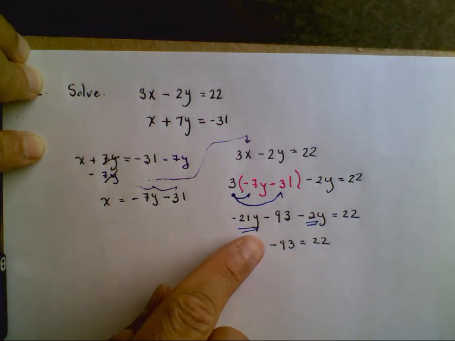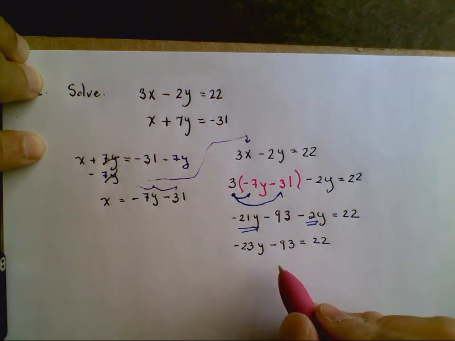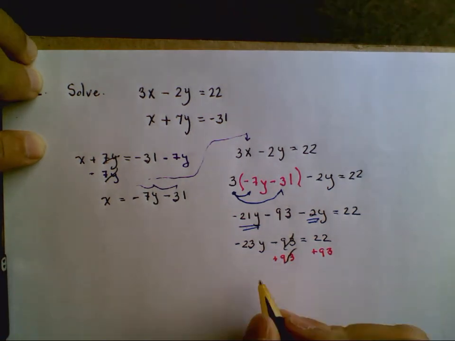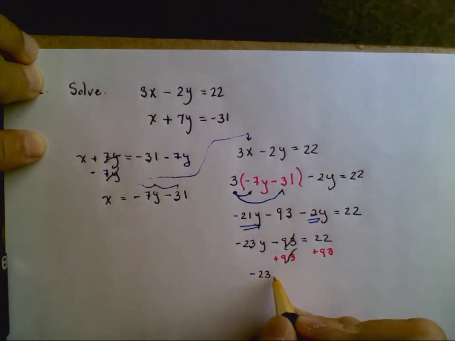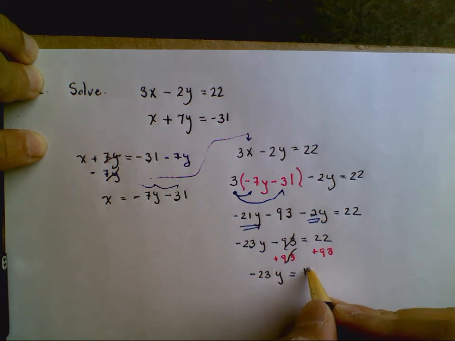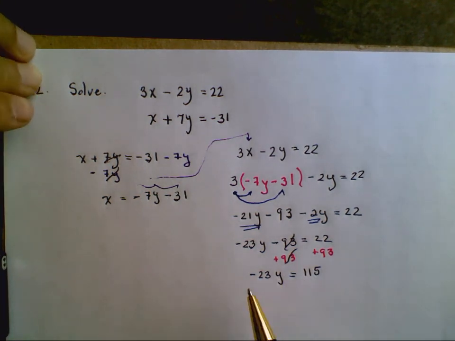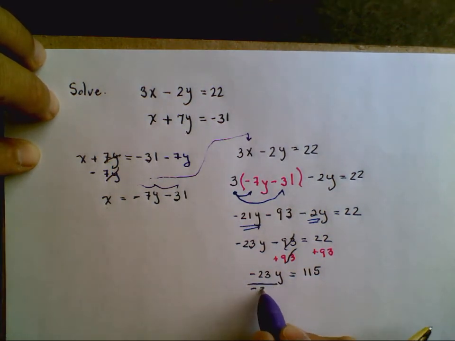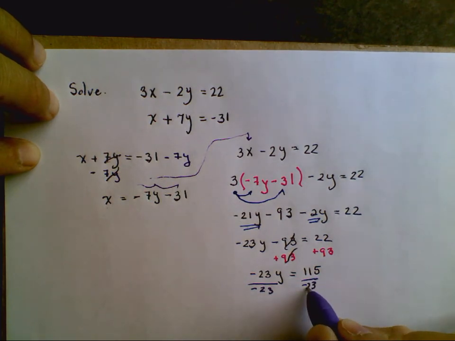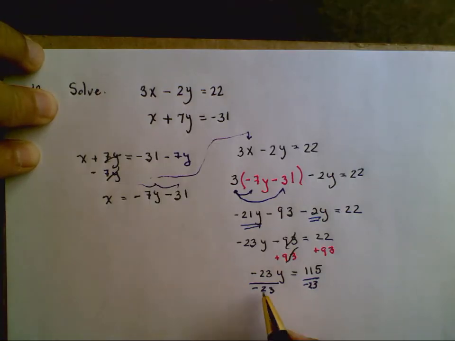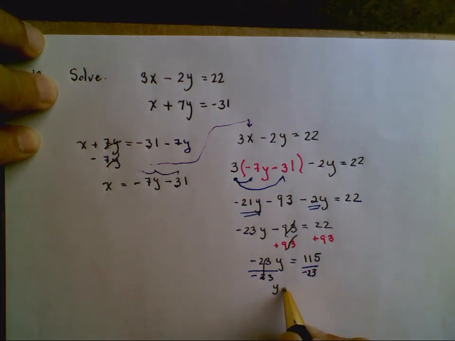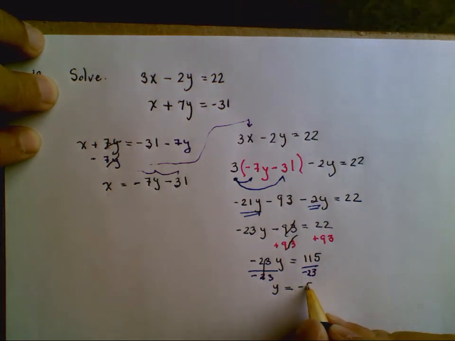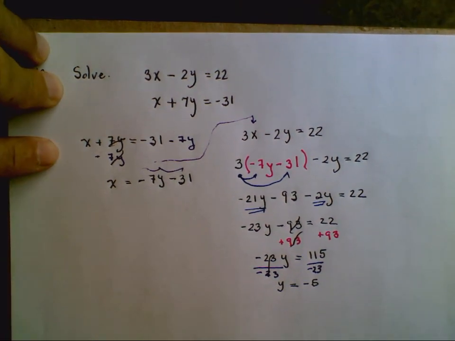Solving for y, cover your variable. So I have negative 93, use the opposite, plus 93 on both sides. So 93 goes away. So I have negative 23y is equal to 115. Familiar number because we solved this problem already by elimination. So we're going to divide both sides by negative 23. And what I'm going to have is y equals 115 divided by negative 23 equals negative 5. So I have my first solution. I have y equals negative 5.